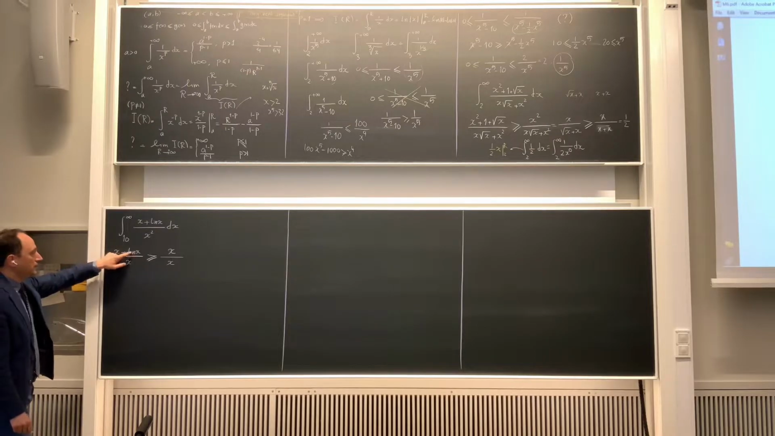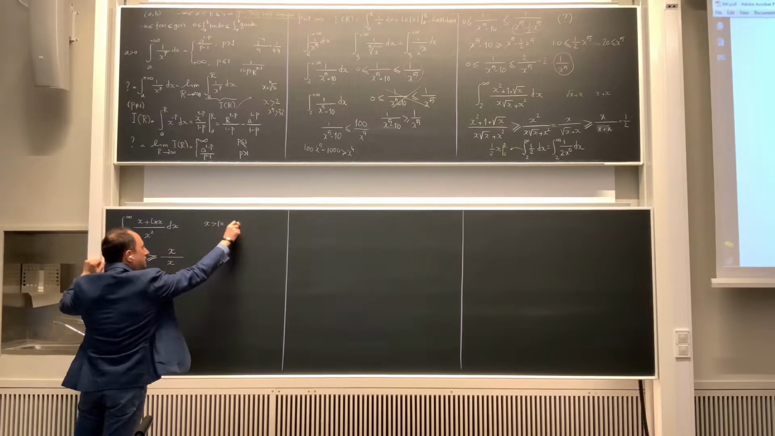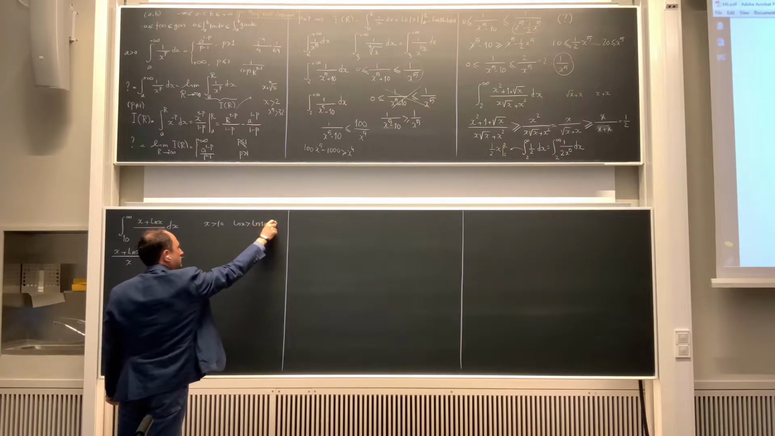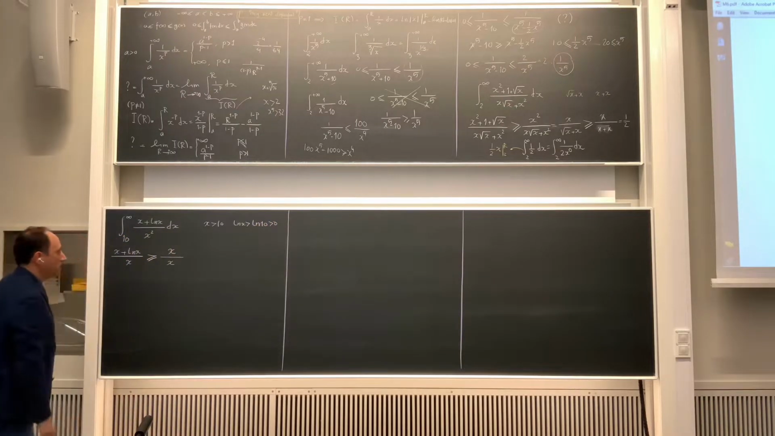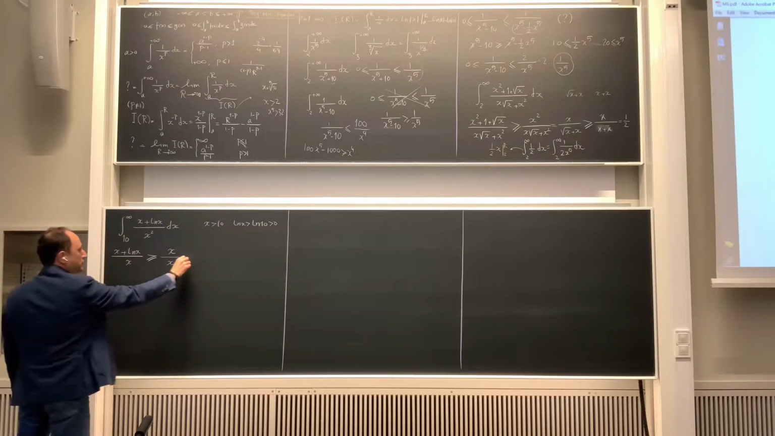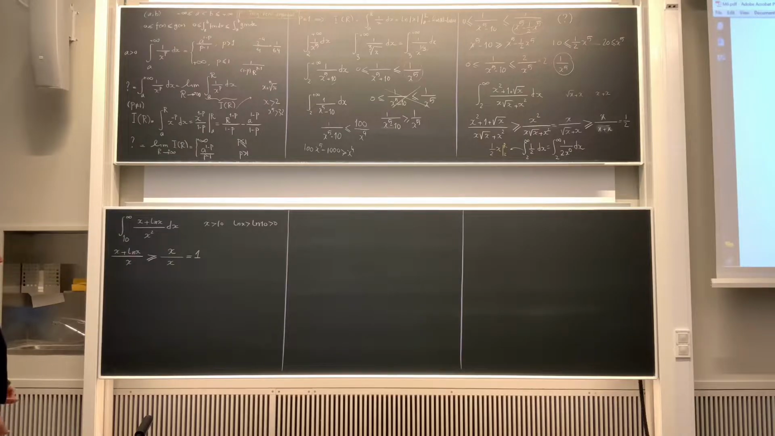Why? Because on this interval, when x is greater than 10, ln of x is greater than ln of 10, and that is positive. So I can actually do that, because the numerator is bigger than the numerator. And what is the answer here? It is 1. Okay, so what is your conclusion?